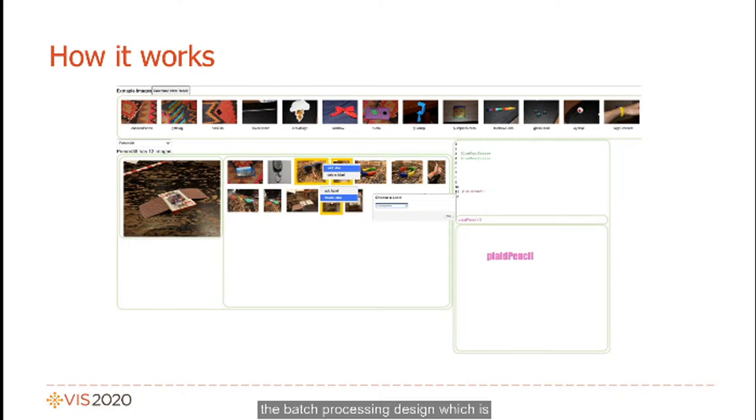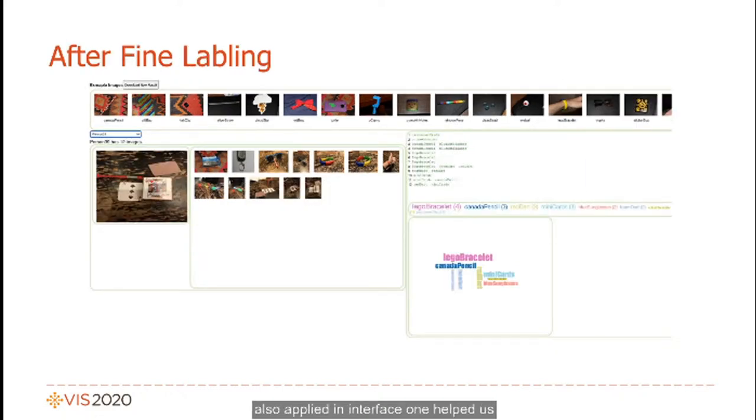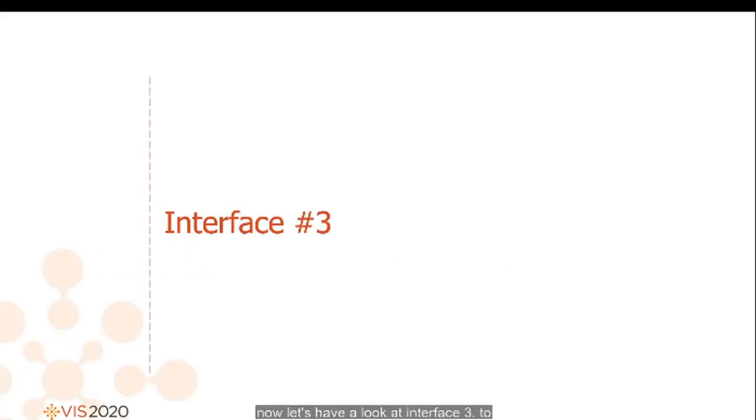The batch processing design, which is also applied in Interface 1, helped us finish this fine labeling process very efficiently, and again in only 2 hours. So at this point, we've gotten a distilled network, and now we're ready to visually analyze it. Now let's have a look at Interface 3.